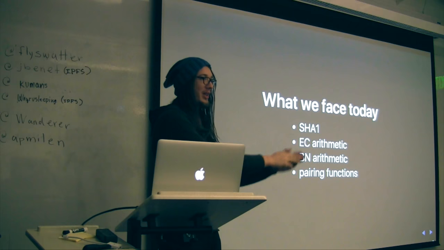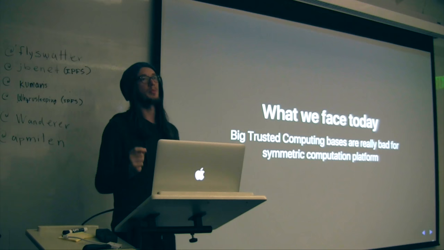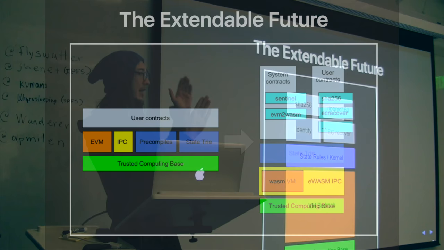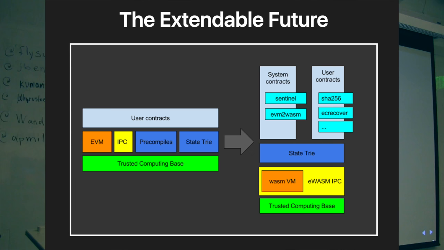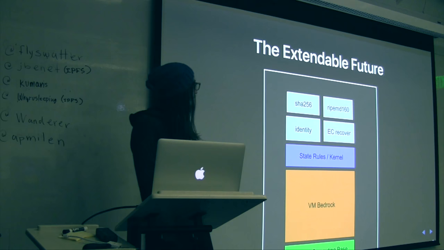So a big trusted computing base is really bad for symmetric computation platforms, and symmetric computation is the basis for, as far as I know, all blockchain-based consensus. So instead of building things out, we should start with a very small trusted computing base and have a VM bedrock and then build everything on it. I think we should think about the state rules more in terms of a kernel, since ultimately they deal with inter-process communication between contracts. It really is a kernel. And then all the precompiles should just be user space contracts like any other unprivileged contract. I'm experimenting with some of these ideas in the EWASM kernel today, as part of the EWASM project.